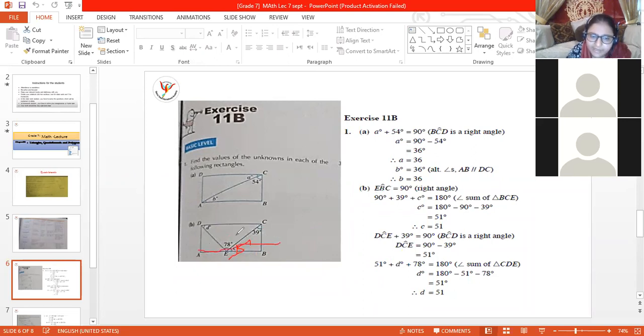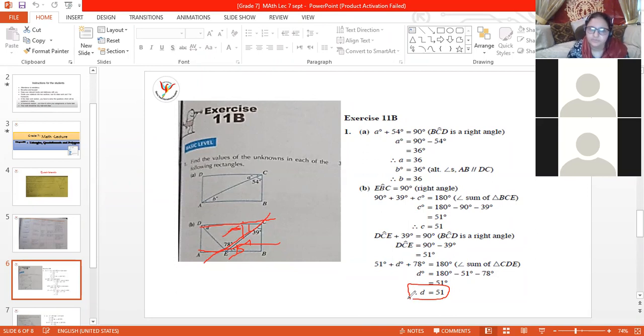If this is a parallel line, this is a parallel line, and this is the transversal which is cutting, then this is B degree, C degree, and this will also be 51 degree by using the property of the angle. So 51 degree plus 78 degree plus D degree is equal to 180 degree. And by using this, we come to know that B is equal to 51 degree. So this was question number 1 of exercise 11B.